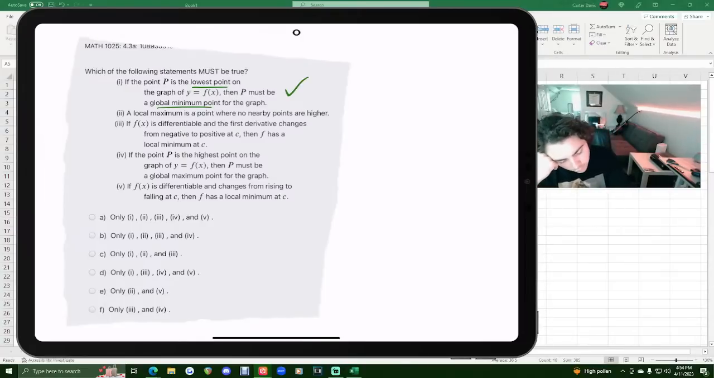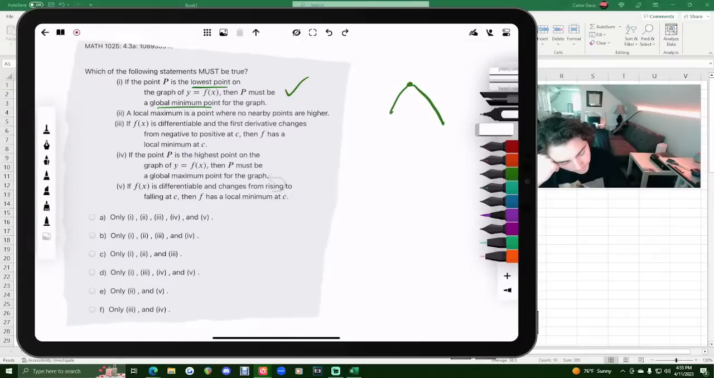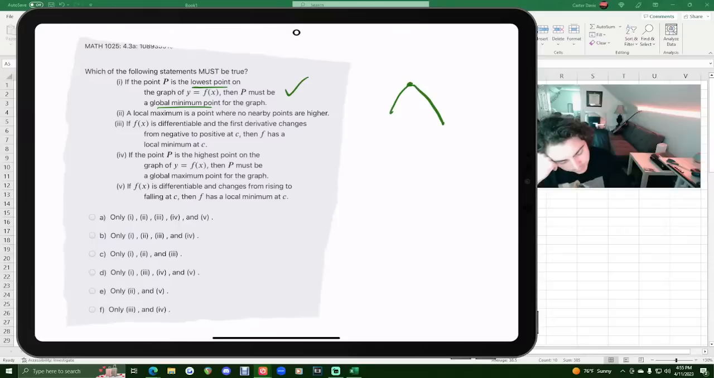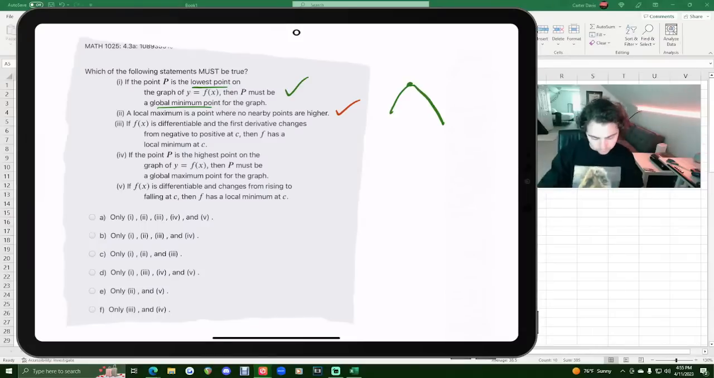Number 2, a local max is a point where no nearby points are higher. Okay. So local max is a point where no nearby points are higher, meaning the nearby points are lower, which is true. So that is a true statement. Yeah, a local max is a point where no nearby points are higher. That is true.